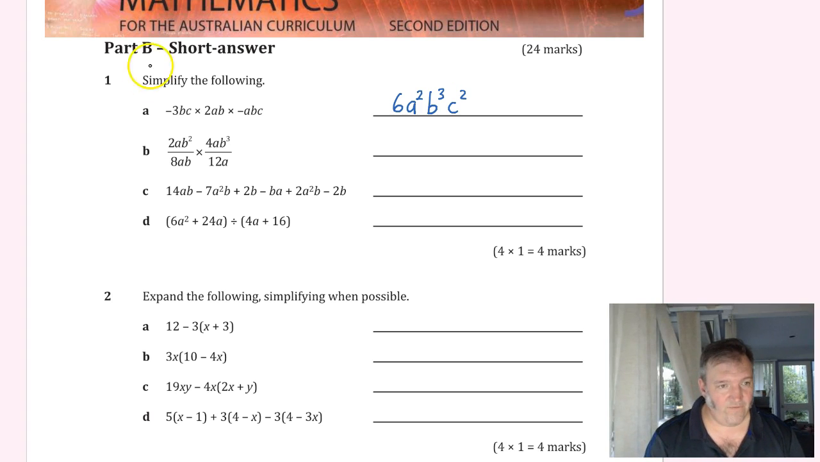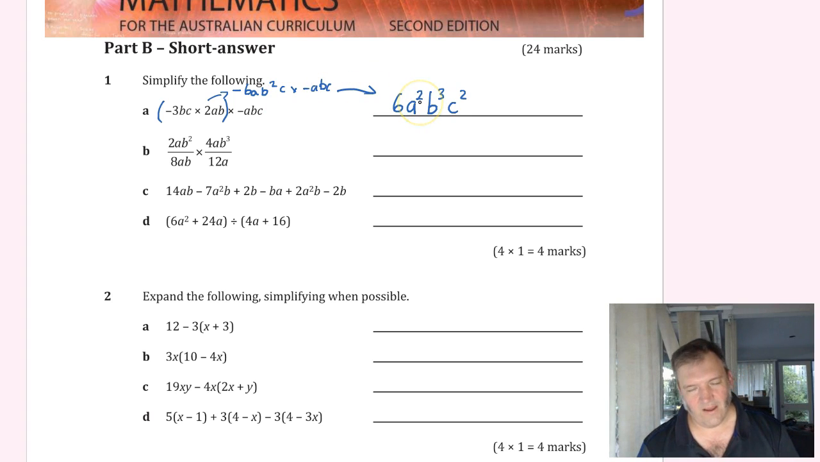It's not too hard. If you wanted to, you could just deal with the first half and say that's negative 6ab squared c, and then I've still got to multiply it by negative abc. You could go that way and then get to your answer. Negative 6 by negative 1 is positive 6. A times a is a squared. B squared times another b is b cubed. And c times c is c squared. But I don't know if that's easier or harder. You can decide for yourself what's best.